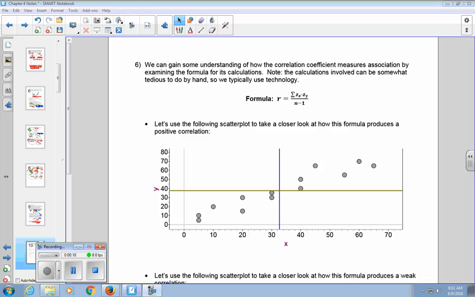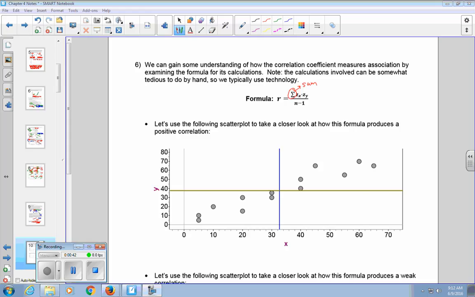So it says we can gain some understanding of how the correlation coefficient measures association by examining the formula for its calculations. Note the calculations involved can be somewhat tedious to do by hand, so we typically use technology. And so the formula from your book is that the correlation, which is r, is equal to, we've got a summation sign here. Remember, we've seen that before for calculating the mean.